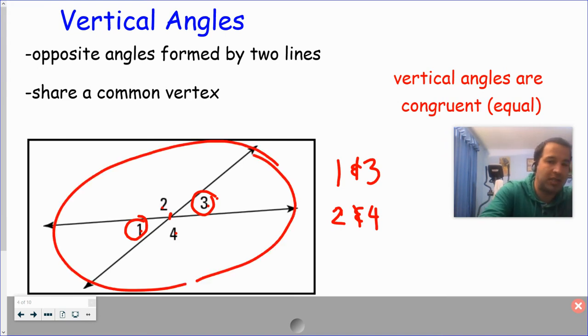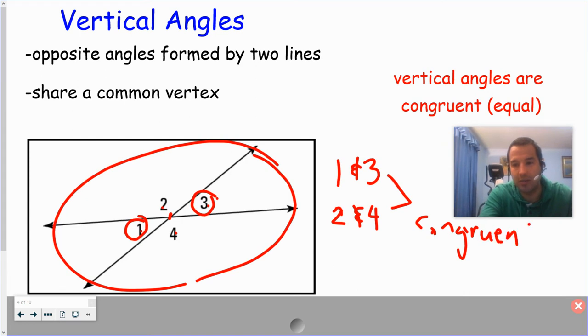So write down 1 and 3, 2 and 4. Draw this picture, please, and make sure you put the numbers in the right spot. And go ahead and mark 1 and 3, 2 and 4, and make sure you say they are congruent. Okay. It's really important to know. Vertical angles, not diagonal, vertical. Up and down doesn't mean anything here. It just means angles that are across from each other when you connect two lines.